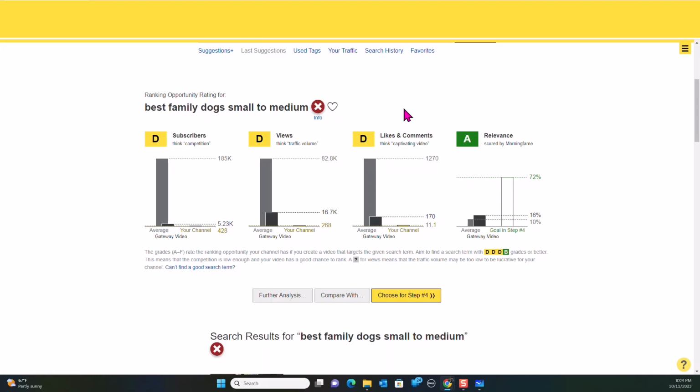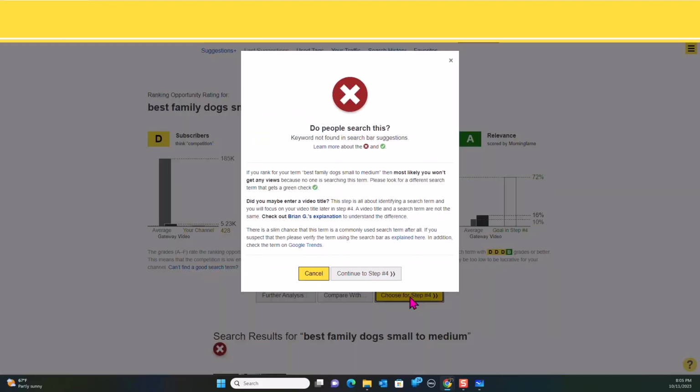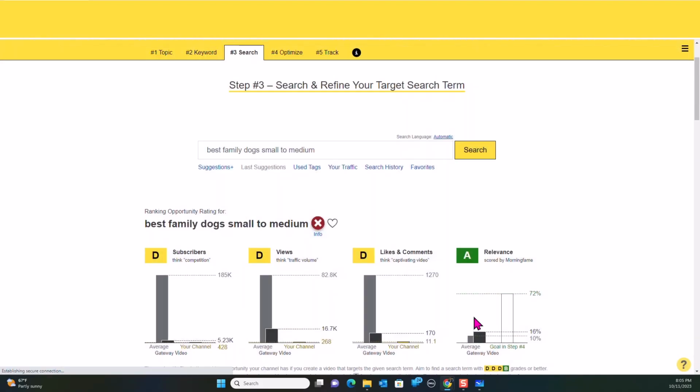Now, here's my rule of thumb for this. If you've already done your keyword research and you've gotten this term from someplace, you already know that it does have some search terms. So even though it may not pull it up here, you can definitely know that people are searching for it, and you just continue to step 4.